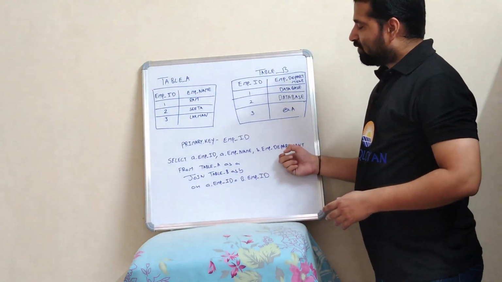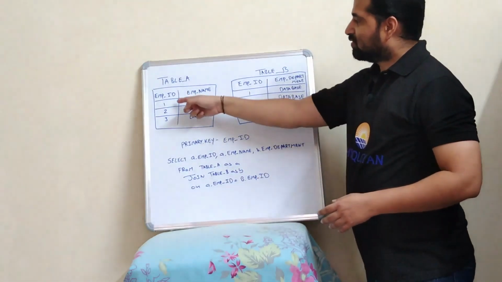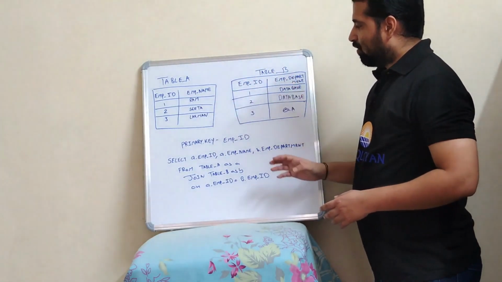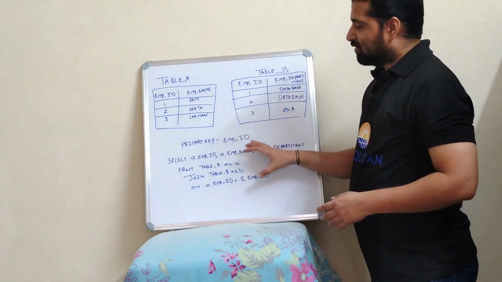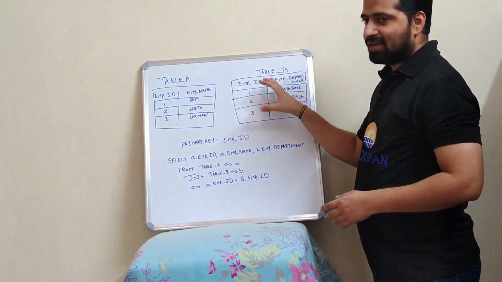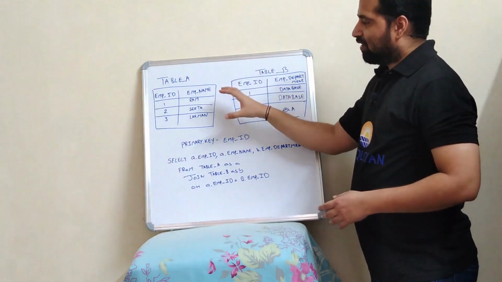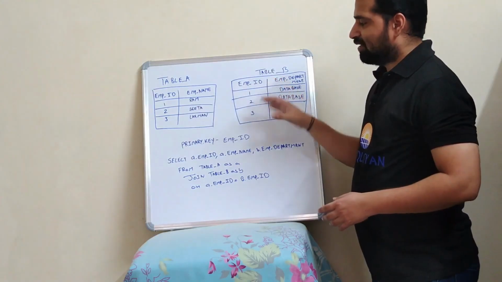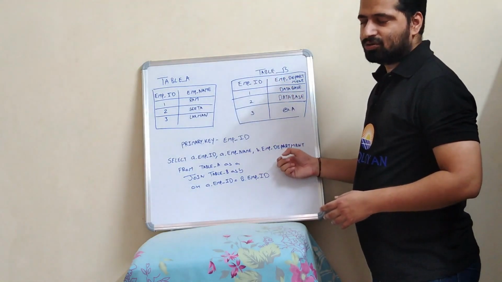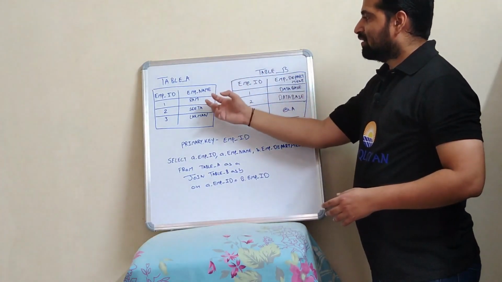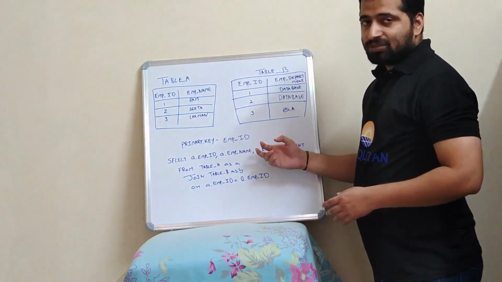So what this query will do, it will join on the basis of employee ID and give us employee name and employee department. This query will extract only those employees that are common in both of these tables. If we have some employees that are present in this table and not present in the other table, this query will not return those employees, and the same in the reverse case.